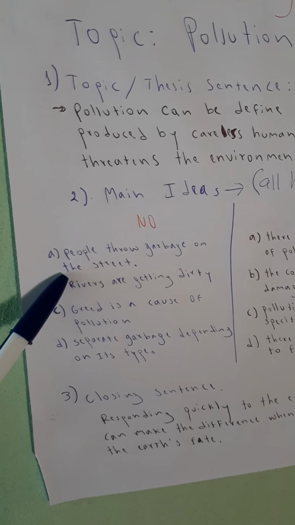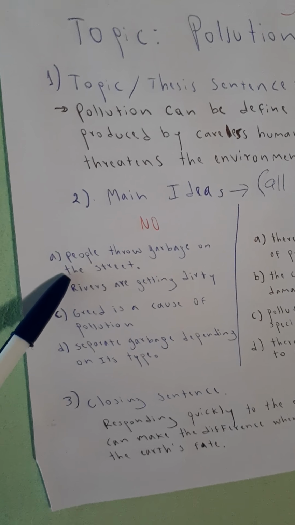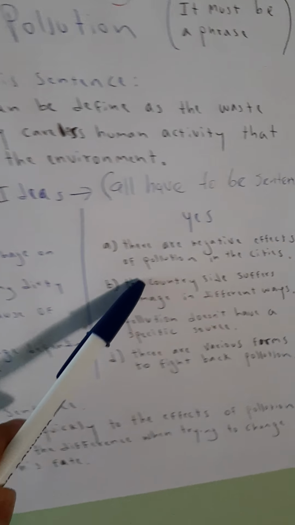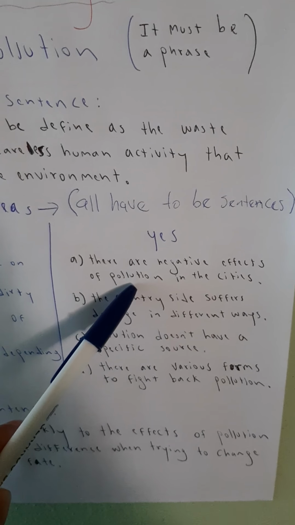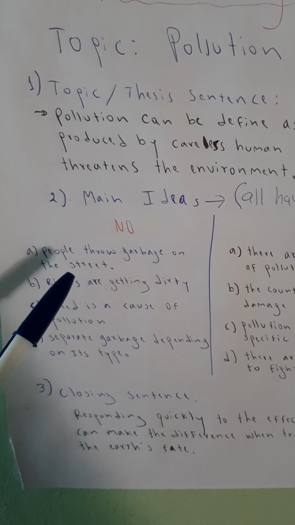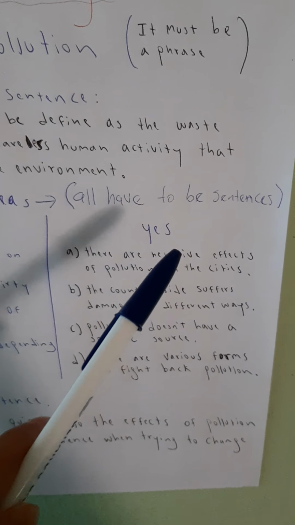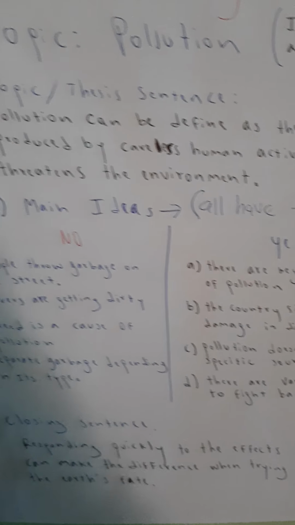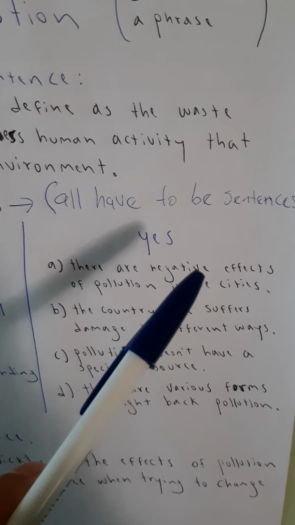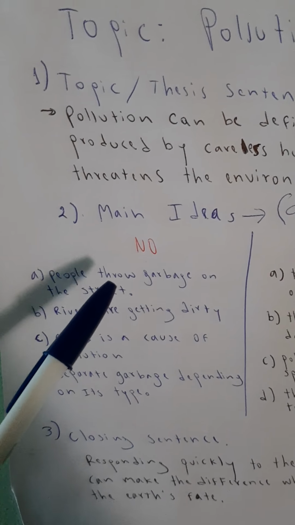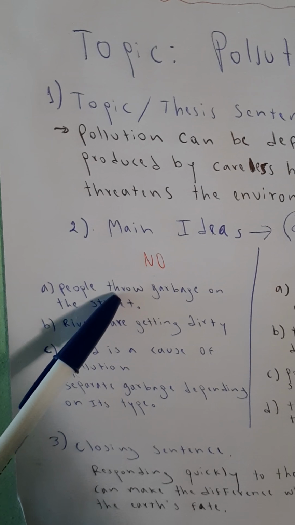Look at this example. People throw garbage on the street. This is too specific. But if you say, there are negative effects of pollution in the cities, then people throw garbage on the street is one of those negative effects. So you can mention that as a supporting detail for this main idea. So this is a main idea. This is a supporting detail.